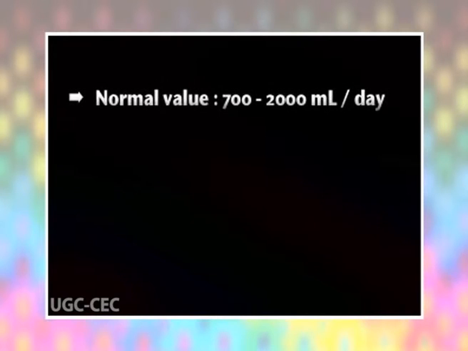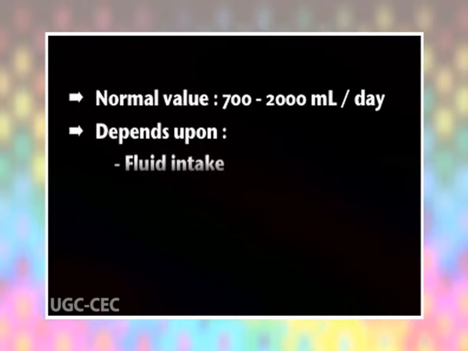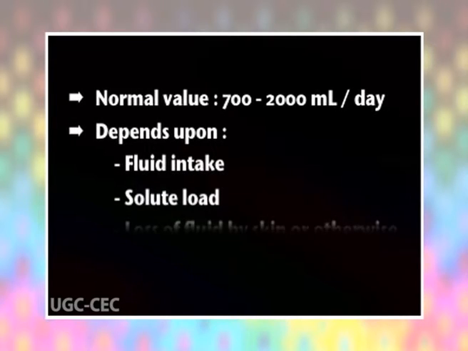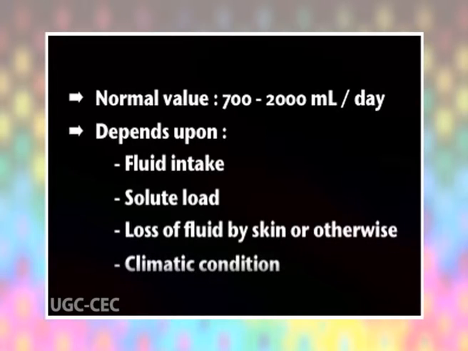Volume of urine. Normal value 700 to 2000 milliliters per day. Depends upon fluid intake, solute load, loss of fluid by skin or otherwise, climatic conditions. Now let's discuss some important terms.